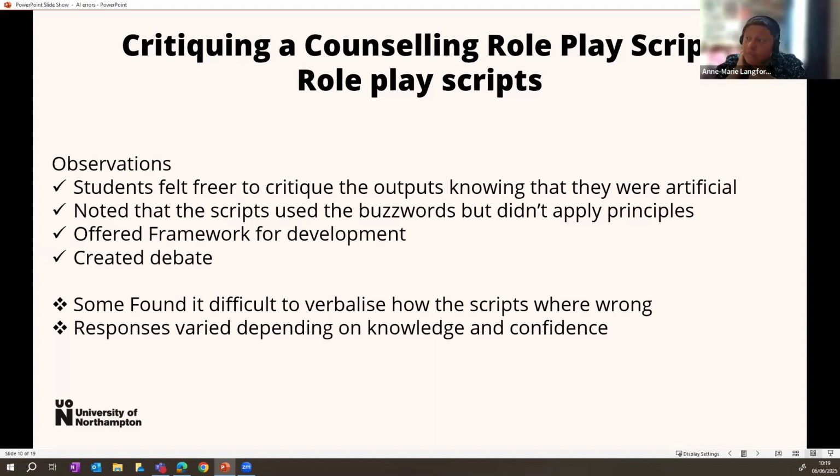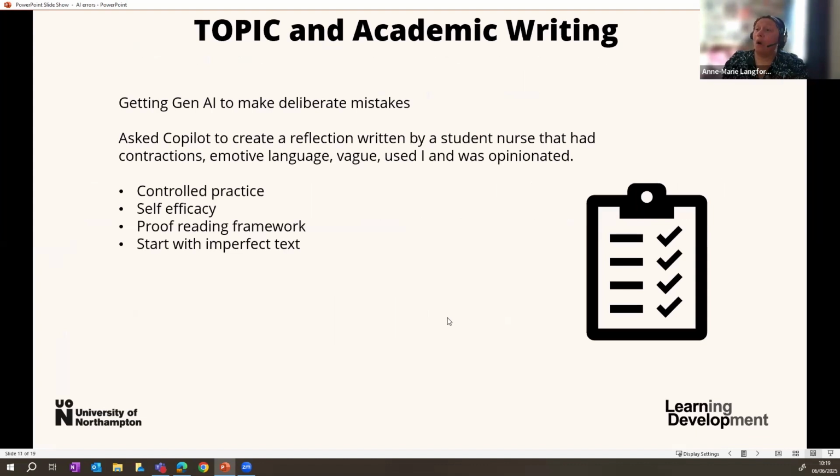However, some of the students found it difficult to verbalize how the scripts were wrong, what the problems were. And the responses really varied between the groups. So some groups were like, I know it's wrong, I just can't put it into words, whereas other groups were like, well, there's this thing, there's that thing, there's the other thing, a confidence thing and a knowledge thing. And so because of that, what I have done is actually put in frameworks for error correction so that students know what to look out for.